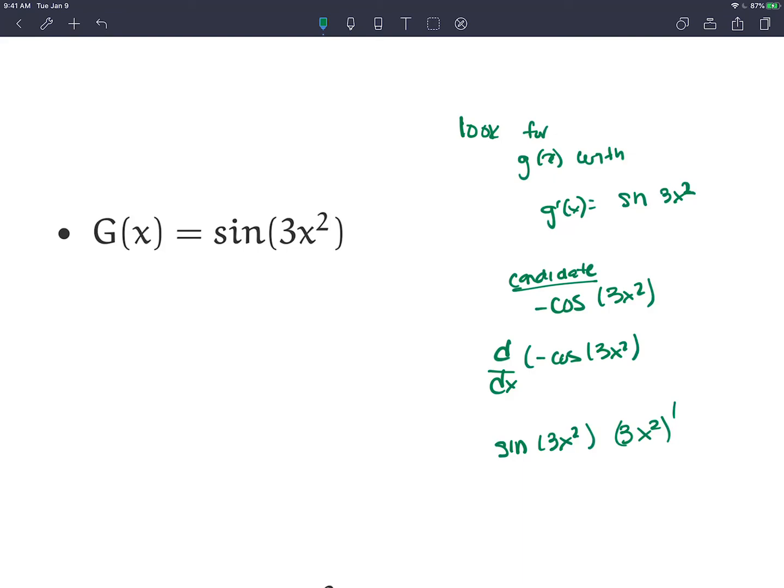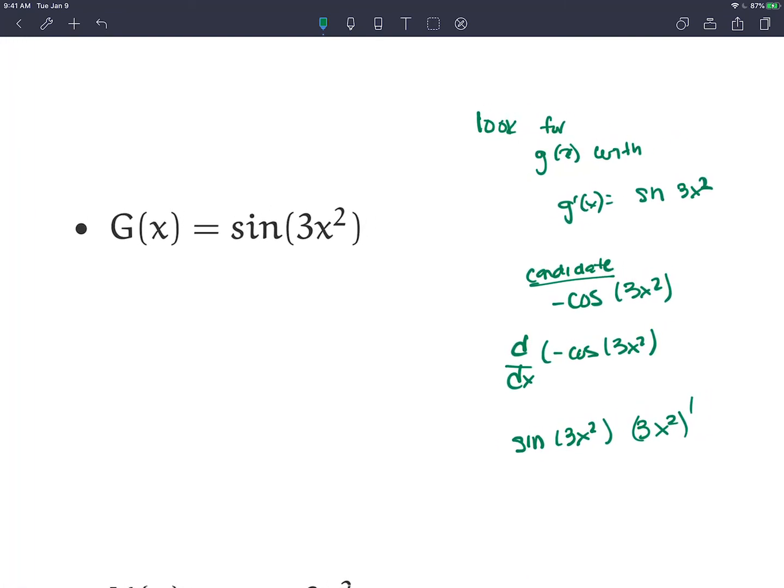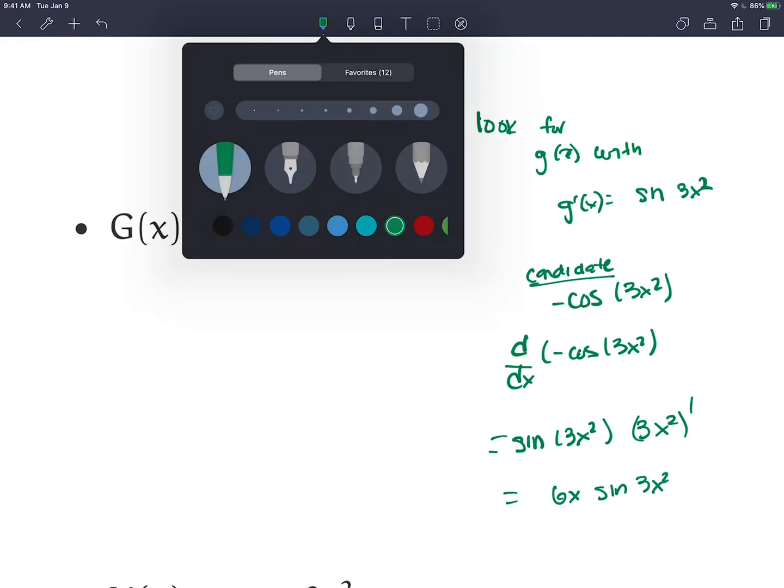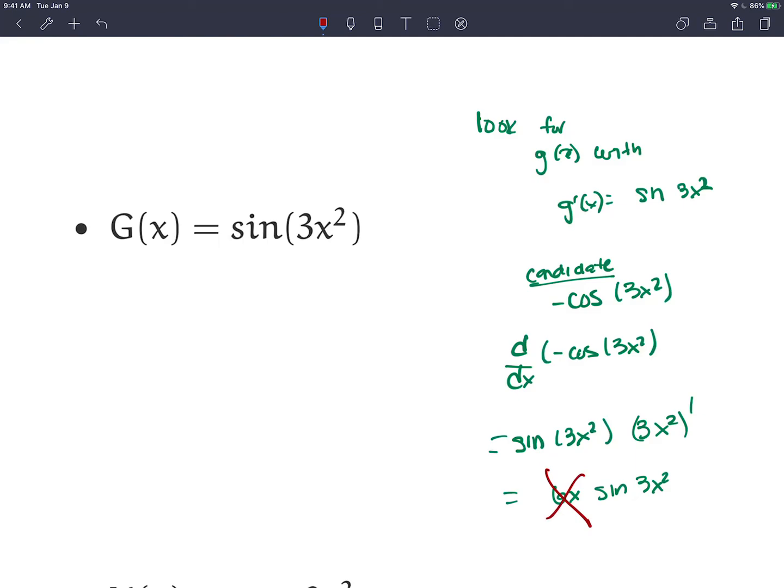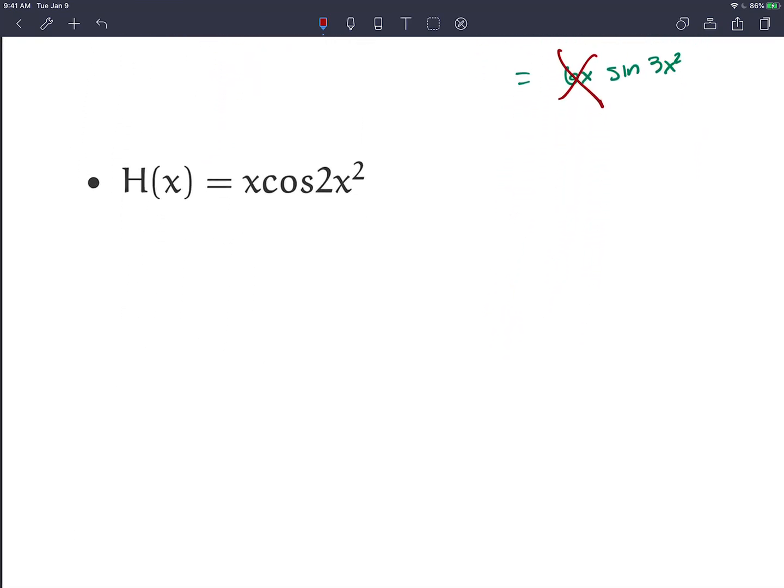I would really need this to be 6x times sine of 3x squared. And I can't, so this is not going to work because I don't have this term here. I cannot include an extra x just to multiply by x. X is part of the function. It's not just a constant that I can move around. So it's not possible to find an antiderivative of this function. I did it on purpose to show you this is the kind of thing that we can do.